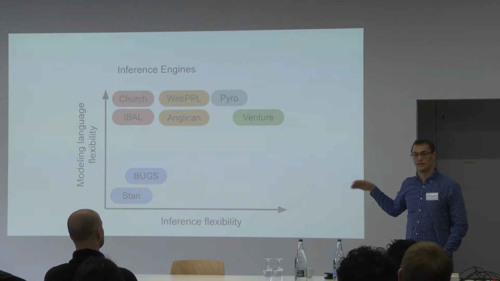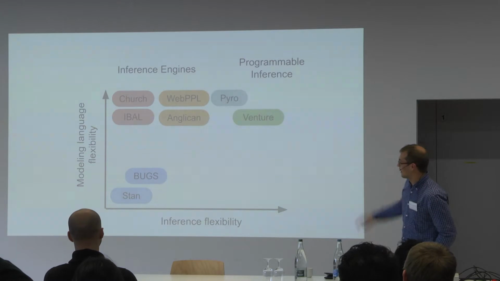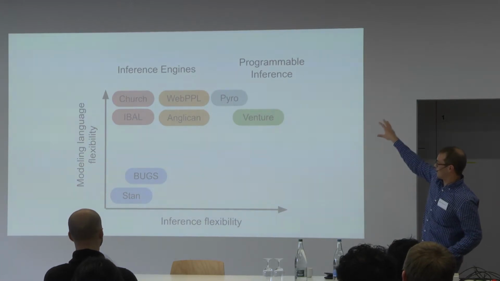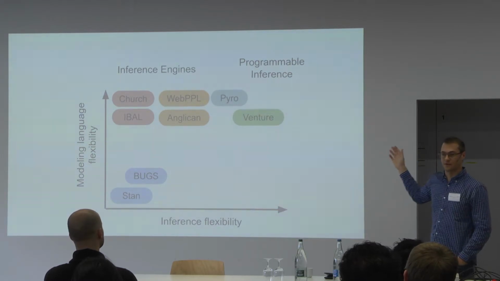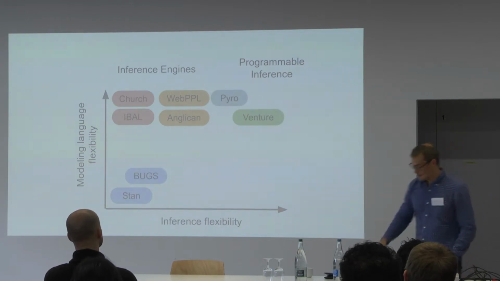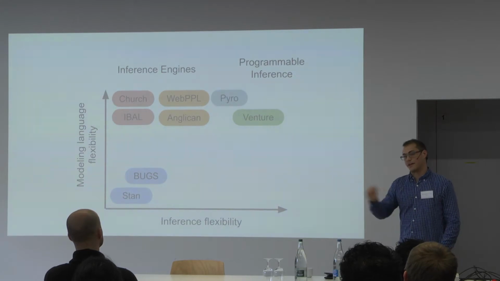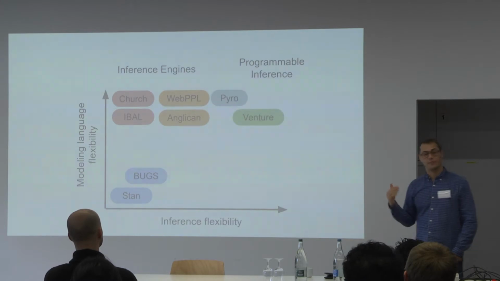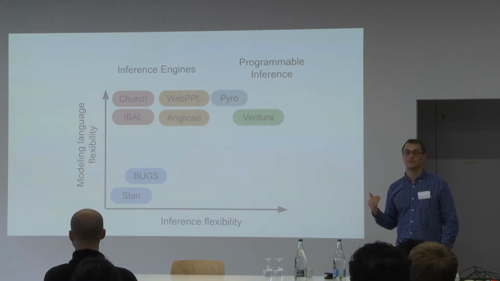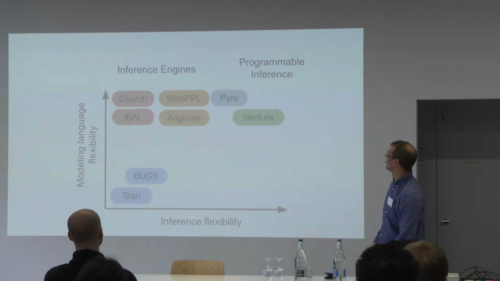So over time, a lot of work has been done moving to the right here, trying to add more inference flexibility, allowing the user to customize the algorithm more. The upper right corner of this area is what we're calling programmable inference. This is a term introduced in the Venture PLDI paper in 2018. In programmable inference, inference is not like picking an algorithm or an inference engine. You're actually writing some inference code, but at a pretty high level of abstraction. So you still have to think about your inference algorithm design as a user.